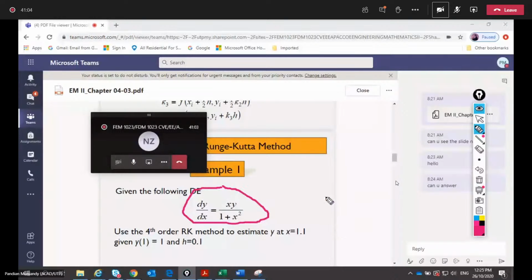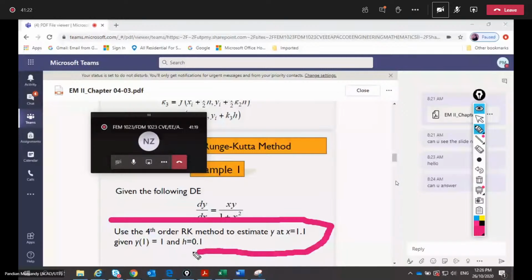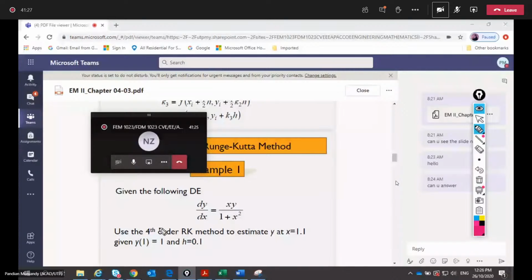But why Runge-Kutta? Runge-Kutta is an approximation method to solve the differential equation. Take note here, use fourth order Runge-Kutta. So you cannot use any other method. When they say fourth order, the word is fourth order. So you cannot use the Euler method. You cannot use Heun's method or any other method.